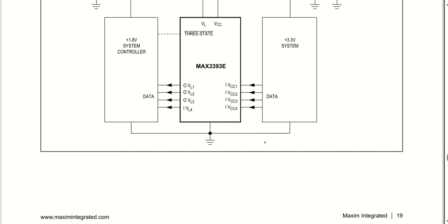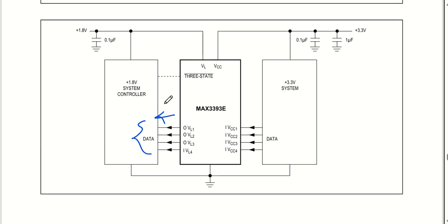Similar to that, all 4 are acting as receivers. So if you want, you can have a unidirectional device with all 4 as receiver signals. The device that you have to use is MAX 3393.